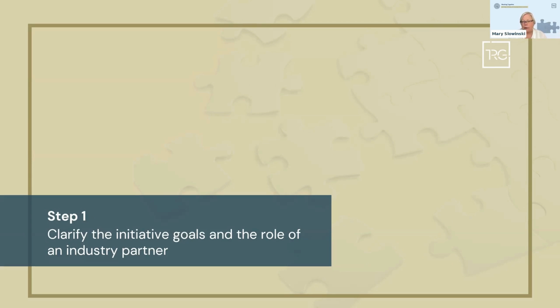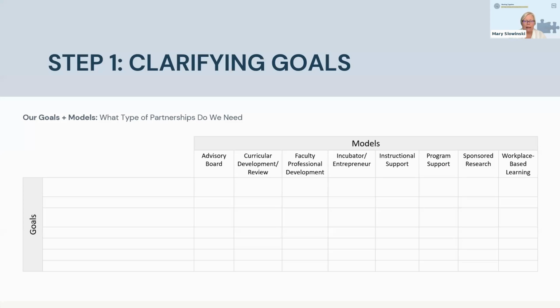So the steps that we do and that have seemed to have worked well for people: the first step is to clarify the goals. First of all, go back and look at your goals. Before you go asking partners what to do or if they would help, clarify what your goals are and how industry can help you do that.